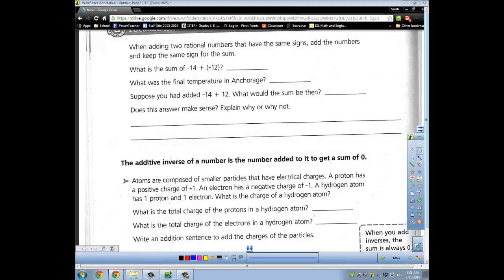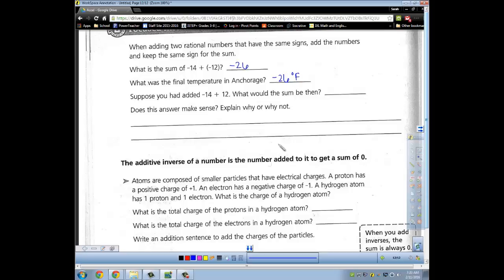When adding two rational numbers that have the same signs, add the numbers and keep the same sign for the sum. So that's our same sign, add and keep. So the sum of negative 14 plus negative 12: 14 plus 12 is 26, and we keep the sign. So they were negative, so negative 26. So what was the temperature in Anchorage? Well, same answer, just add a label, negative 26 degrees Fahrenheit.